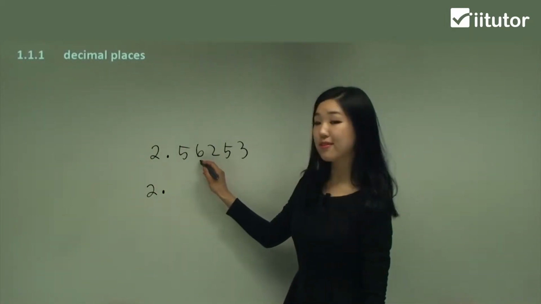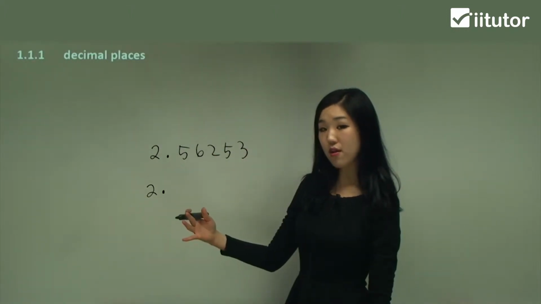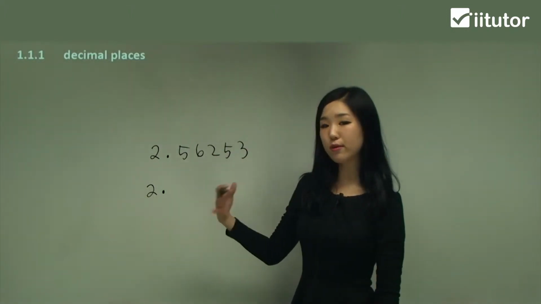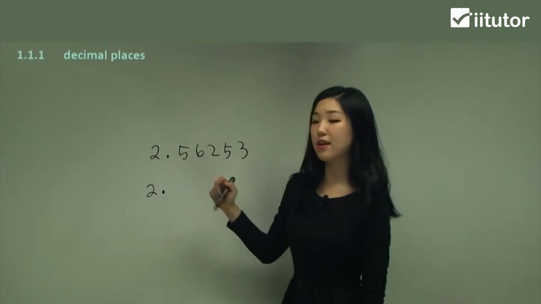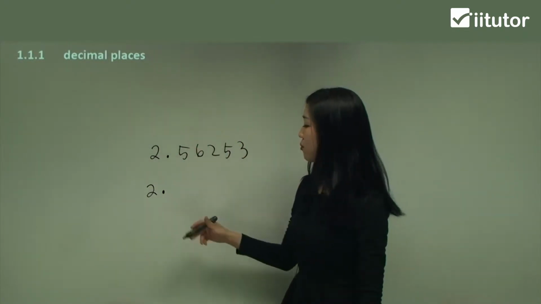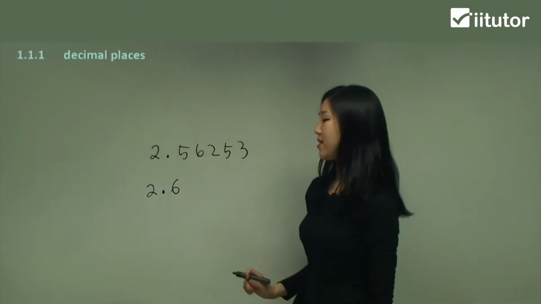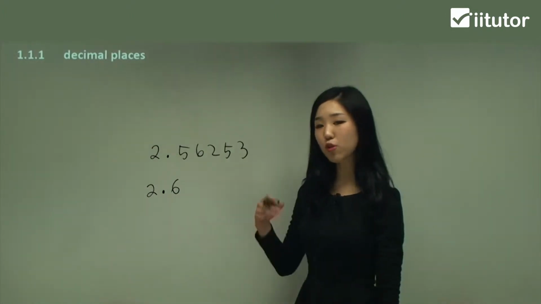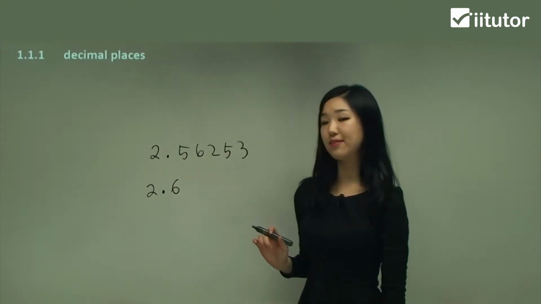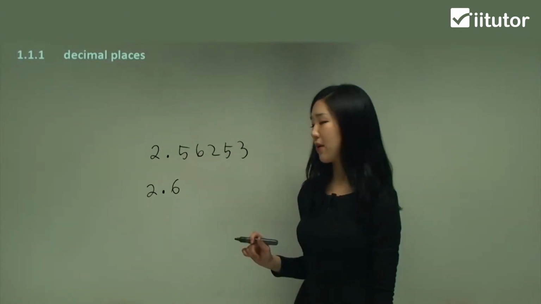The next number is 6, which is greater than 5. If the next number is greater than or equal to 5, you have to round that number up. So it's going to be 2.6, and that's the number to 1 decimal place. Okay, so make sure you always consider what the next number is. Now I'll do one more and we'll start the questions.